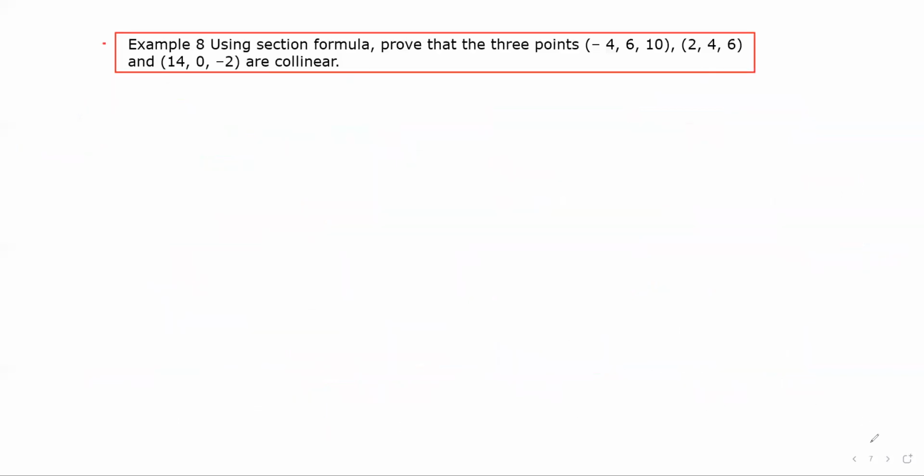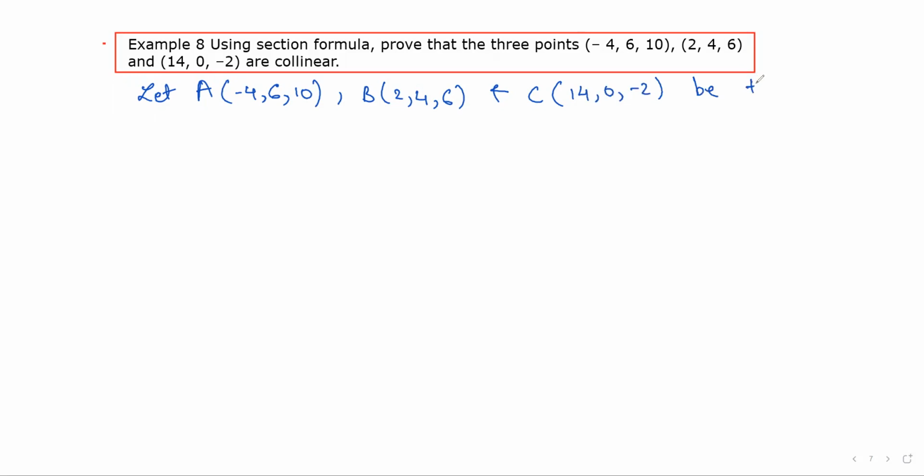Next, using the section formula, prove that the given three points are collinear. Now it's given in the question that you have to use the section formula. That means you cannot use the distance formula method by default. Let us name these points as A, B, and C. Let A be minus 4, 6, 10, B be 2, 4, 6, and C be 14, 0, minus 2, the given points.